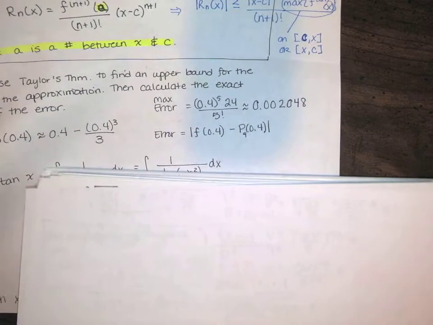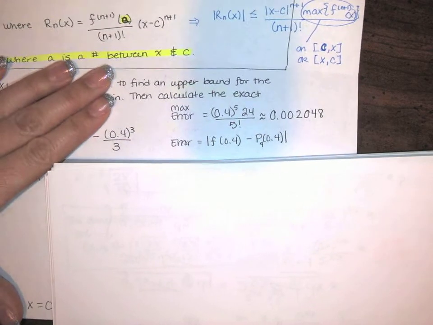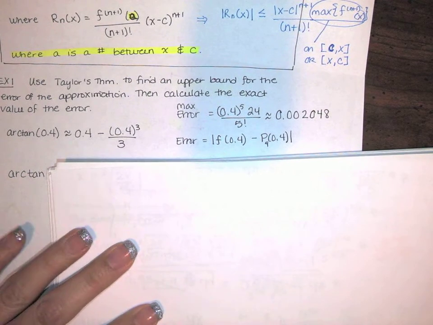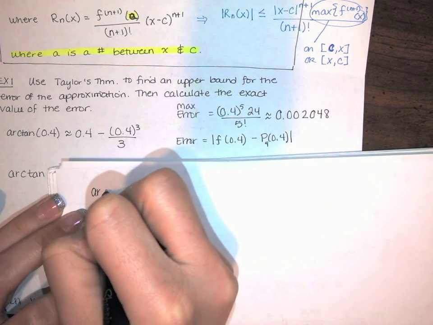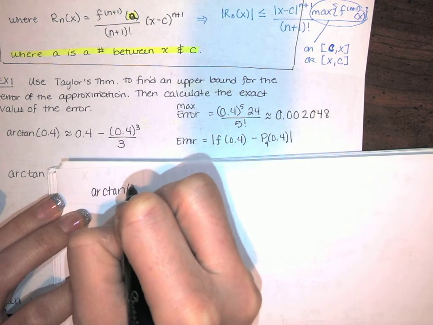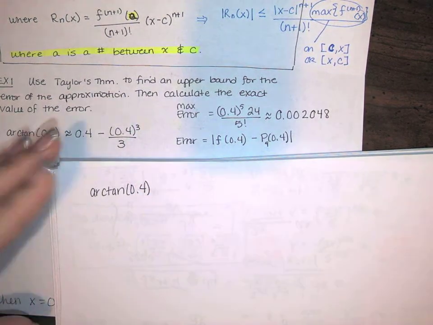Oops, that's a different problem. Okay. So this is easy enough. Let's find arctan of 0.4 using our calculators.